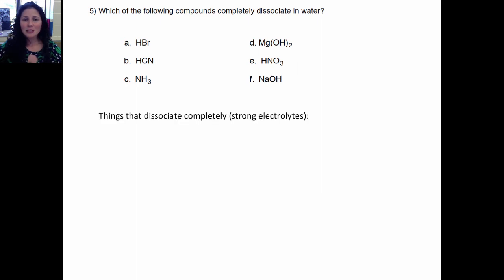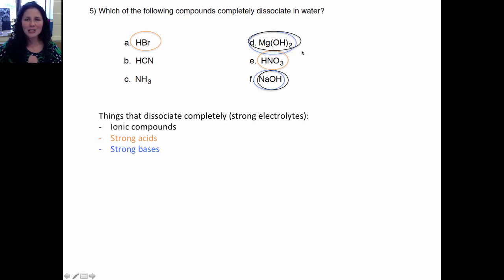Things that dissociate completely in water are ionic compounds. Both D and F here are ionic compounds. Strong acids also dissociate in water. So hydrobromic and nitric acids are going to completely dissociate in water. Strong bases already fall into the first category. Both D and F here are not only ionic, but they are strong bases. Ionic compounds, strong acids, and strong bases are things that completely dissociate in water, and these things are also strong electrolytes.